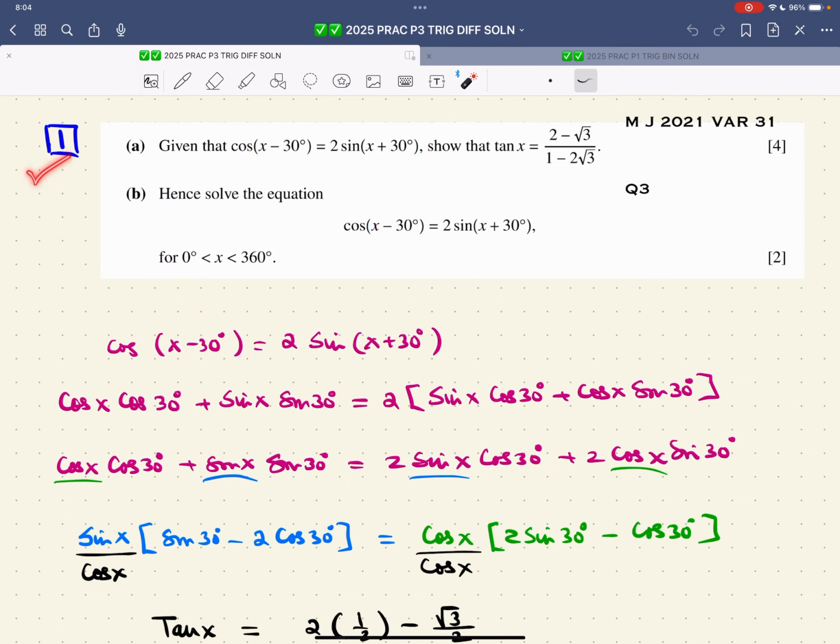So that was question number 1. It says given that cos(x - 30) is 2 sin(x + 30), show that tan x equals this. This is from this particular year. Now this is all about the exact form, so the exact trig ratios will be used over here.